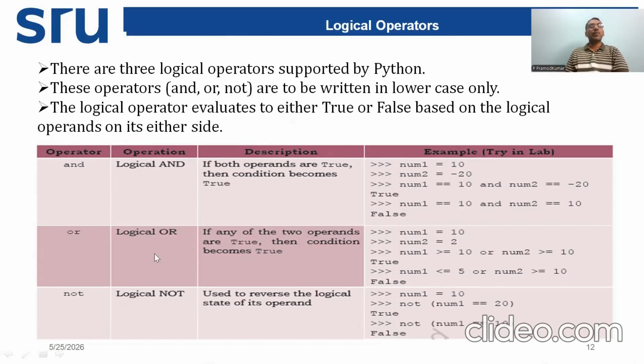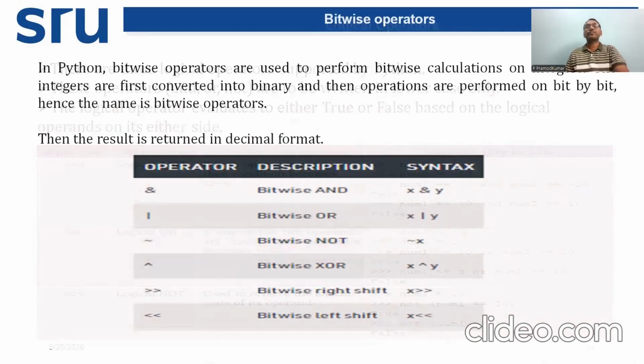And the third operator is logical NOT. In case of a logical NOT, see, number 1 is equals to 10. Now I would like to check whether number 1 is equals to 20 or not. Of course, it is false. But as I'm applying a NOT, the result becomes true. This is a negation kind of thing. Then number 1 equals to 10 means that is true. But I'm applying a NOT operator, no? Hence it becomes false. So these are the three logical operators.